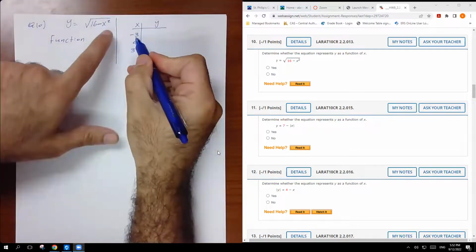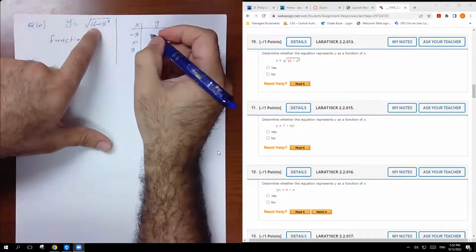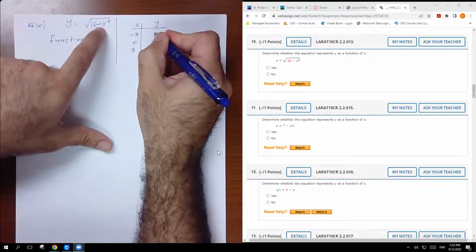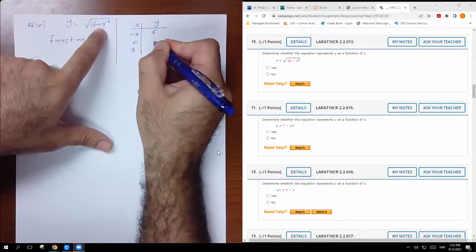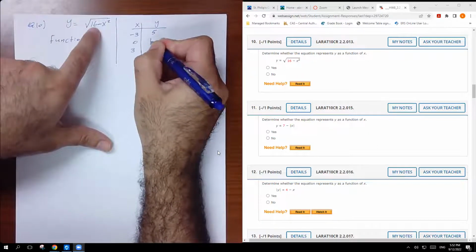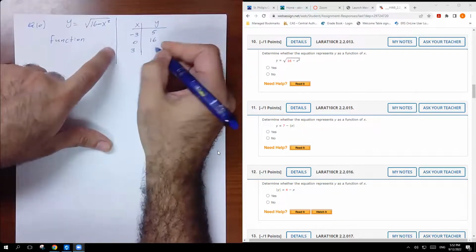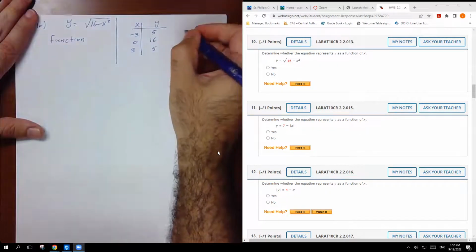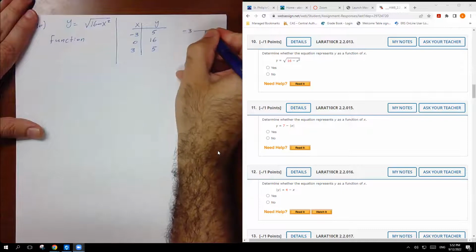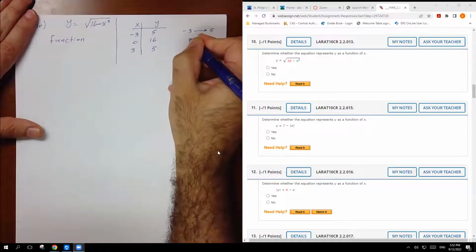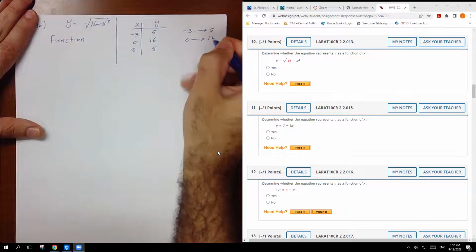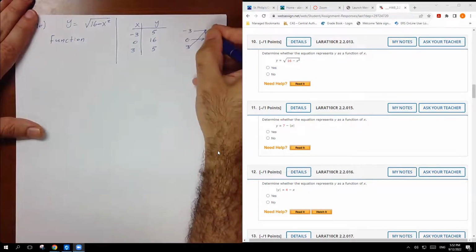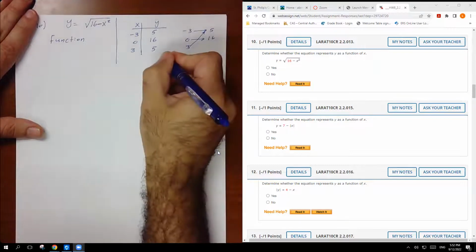So let's plug in -3 here. So y is going to be 16 minus 9. That means 16 minus 9 is 7. I'm going to plug in 0, so it's going to be 16. Plug in 3, it's going to be also 7. That means -3 goes to 7, 0 goes to 16, and 3 goes also to 7. In this case, this is a function.